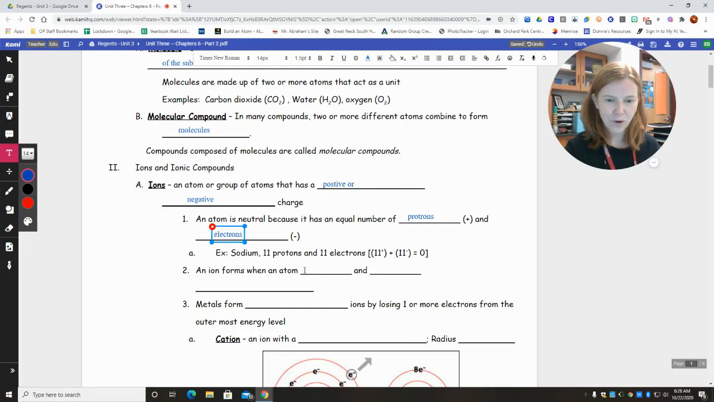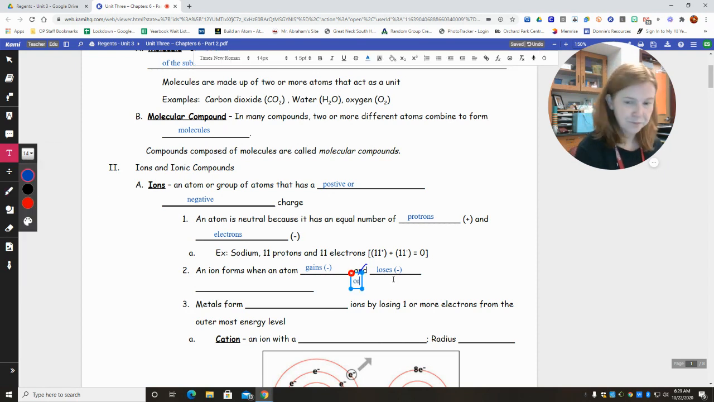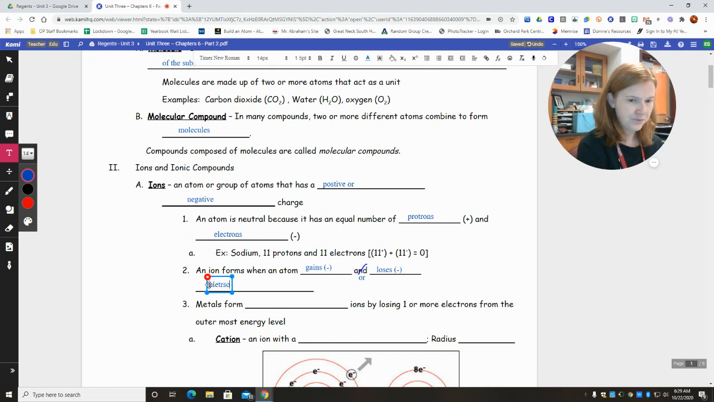An ion forms when that atom gains electrons to make it negative, and I guess that should probably say or, right? Or loses. I'm going to change that. Why? Because I can. All right, here we go. There, that looks better. An ion forms when an atom gains or loses electrons.